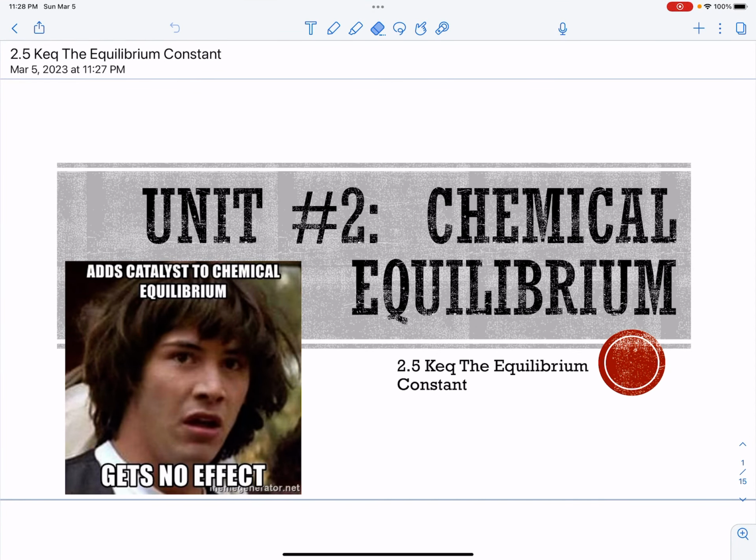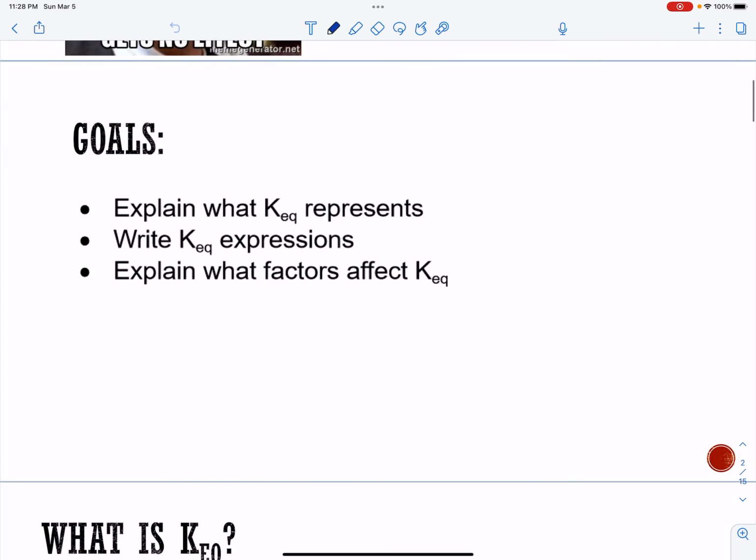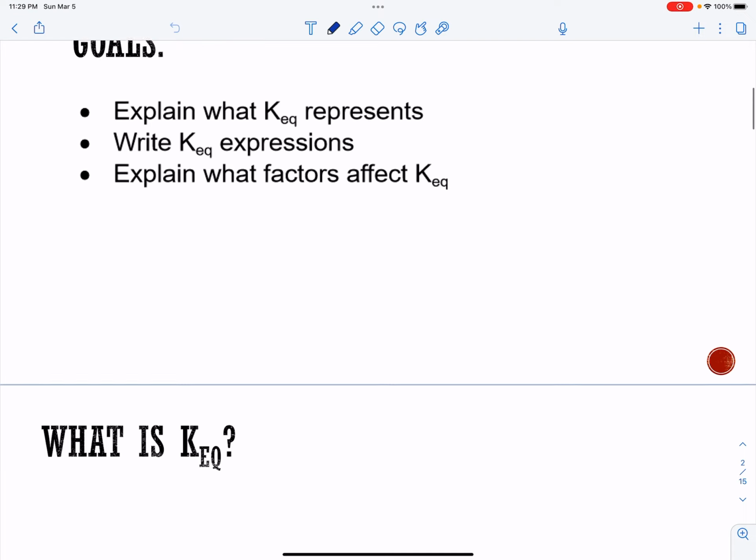Hi everyone, in this lesson we're going to look at section 2.5. We're going to look at the equilibrium constant, KEQ. Some goals for today: we're going to explain what KEQ represents, and we're going to write KEQ expressions for equilibrium reactions. And then finally, we're going to go through what factors affect KEQ, just like we looked at what factors affected rates of reactions and what factors affected equilibrium shifts. We're going to look at factors that affect KEQ as well.